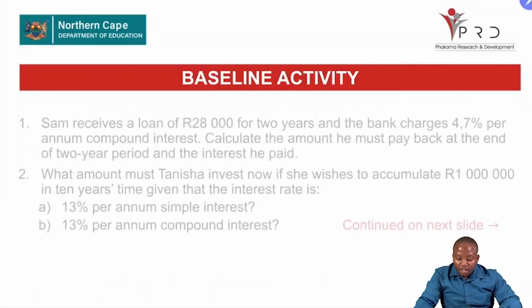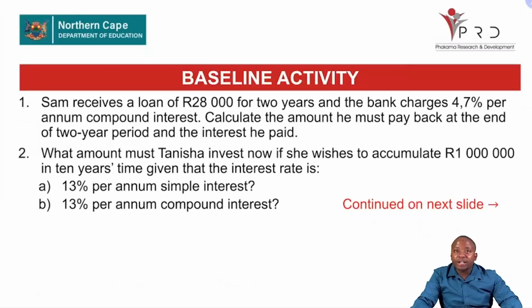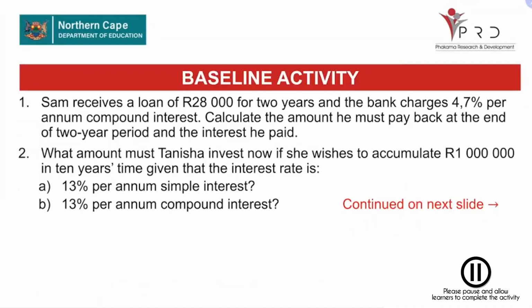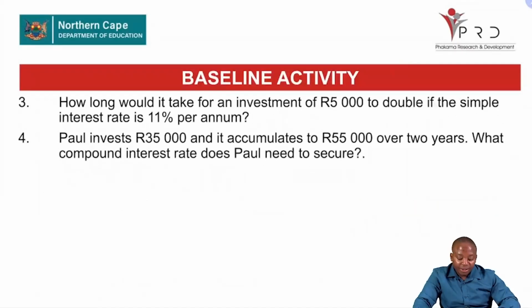Now, we'll start with a baseline activity from grade 10 knowledge to revise the simple and compound interest growth formula. So I will give you 3 minutes to have a revision on number 1 and number 2. Now I'm going to give you another 3 minutes to complete number 3 and number 4 as our baseline.